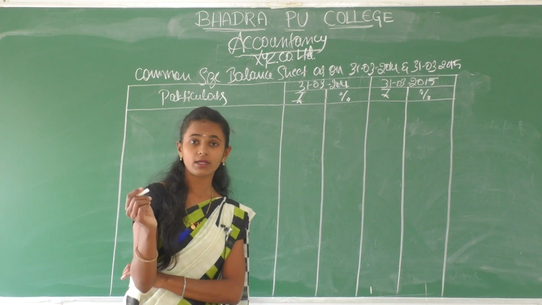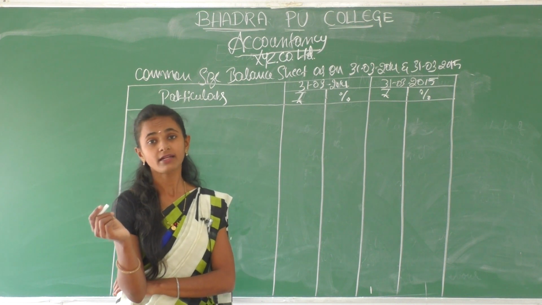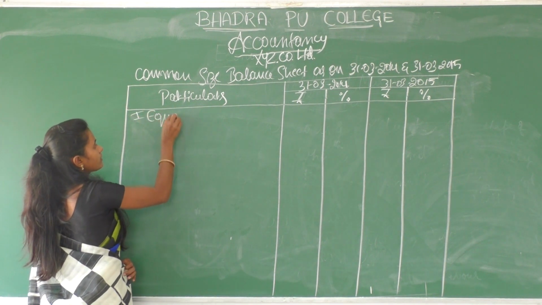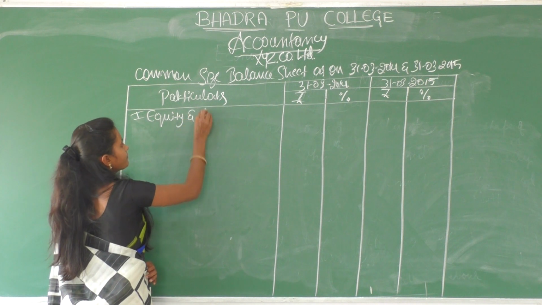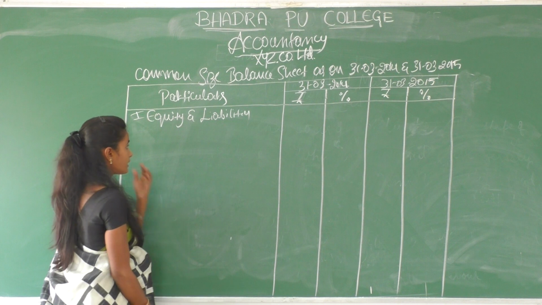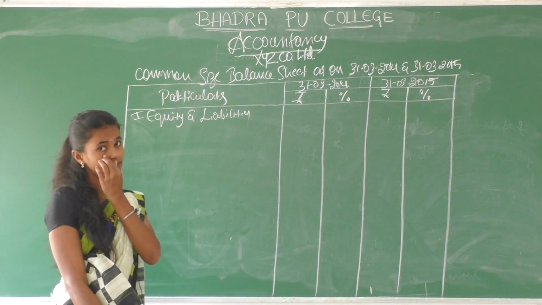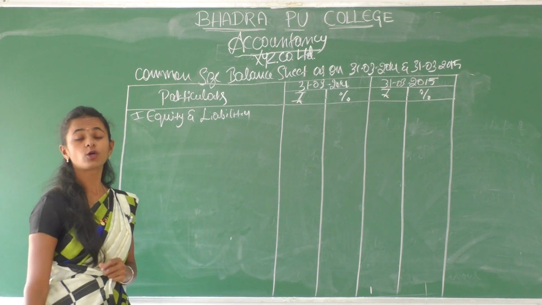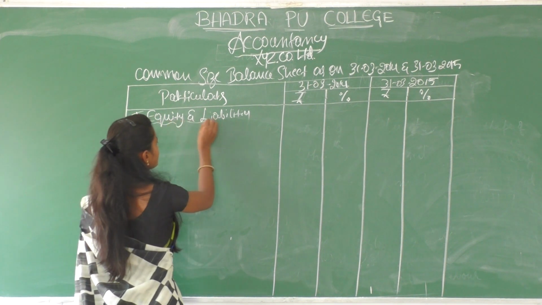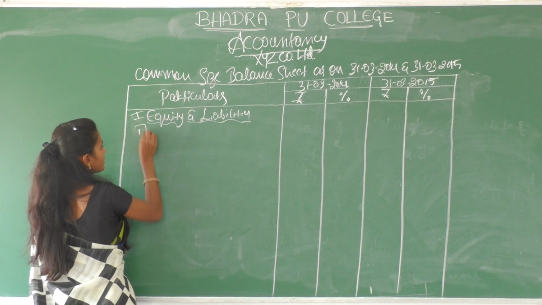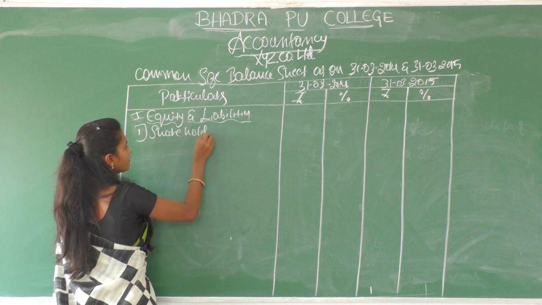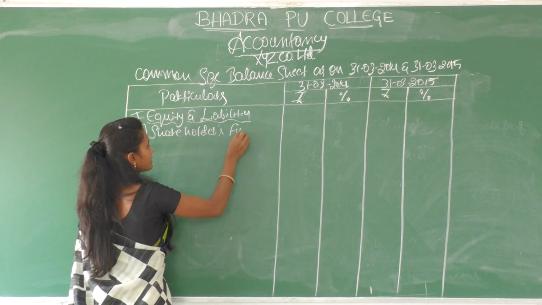Roman number 1, they have given in the problem, it's equity and liabilities. So I am taking here Roman number 1, equity and liabilities. So under that, the first one is shareholders fund. They have only given it in the problem. So I am taking here, under that, first one is shareholders fund.